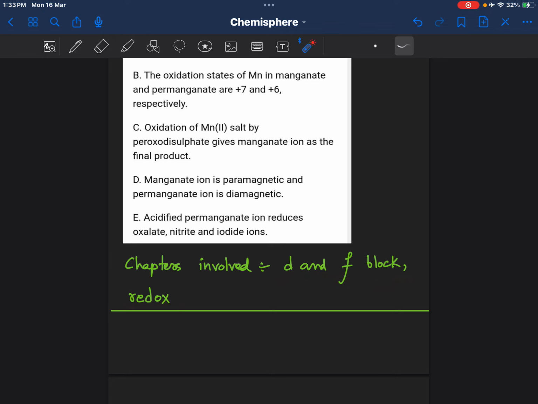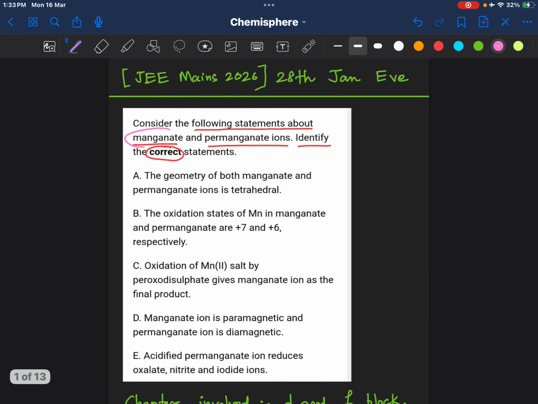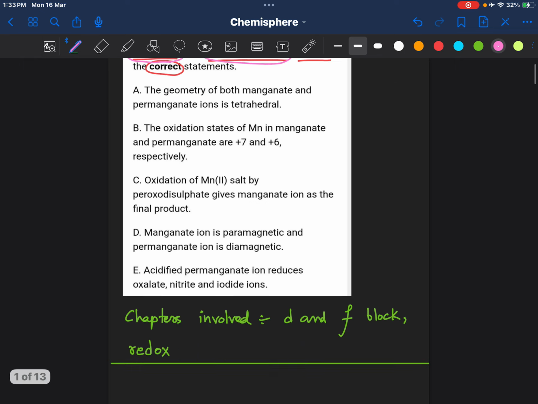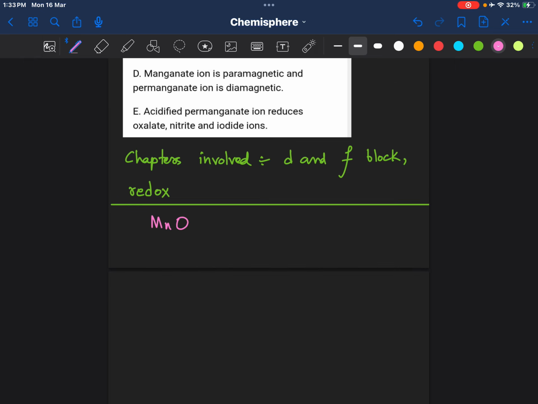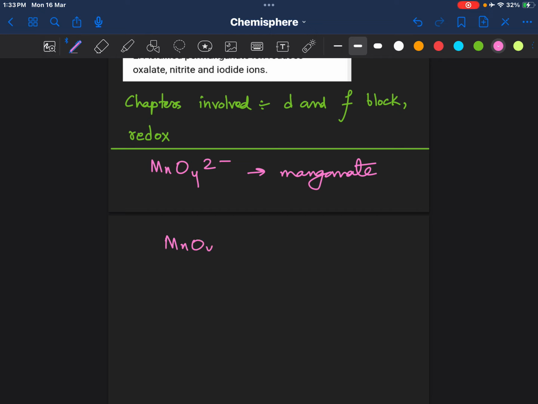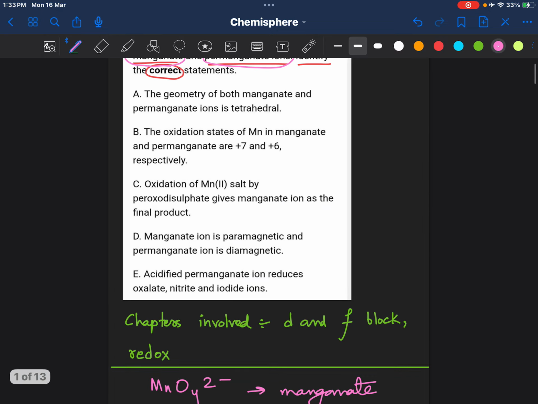Before we start, we should know what manganate and permanganate ions are. Manganate is MnO4 2 minus, and MnO4 minus is permanganate. This is the prerequisite. Potassium permanganate is KMnO4, and potassium manganate is K2MnO4. You must have heard about them while going through the d and f block. So let us look at the first statement.